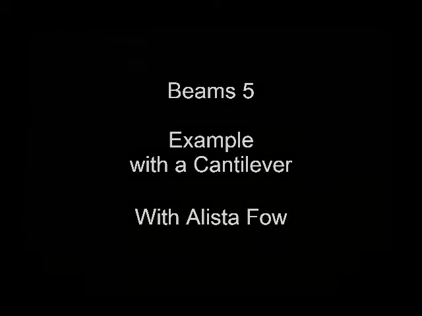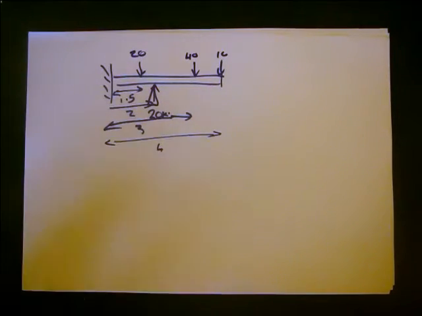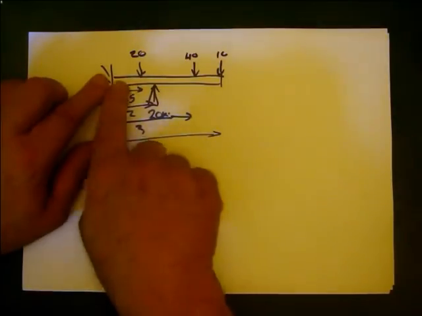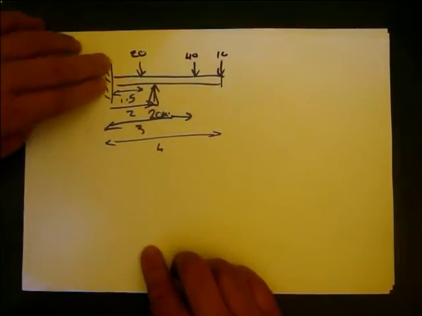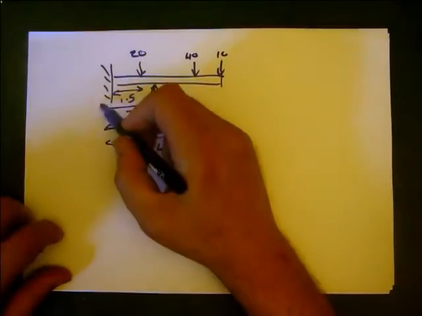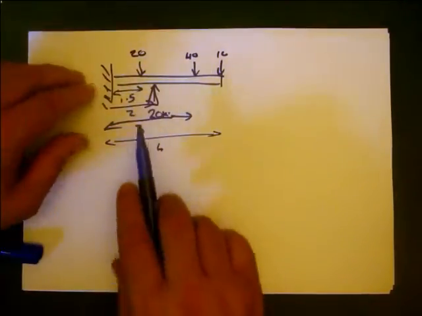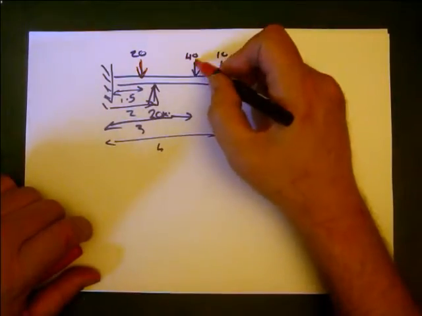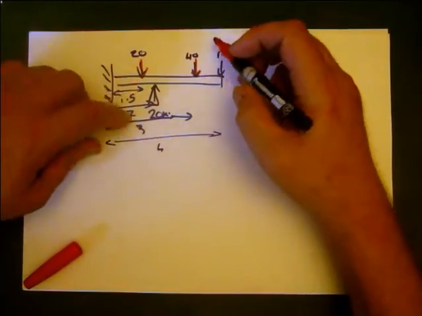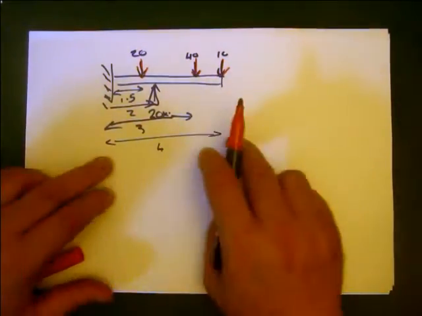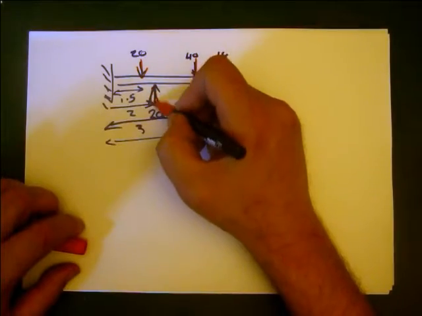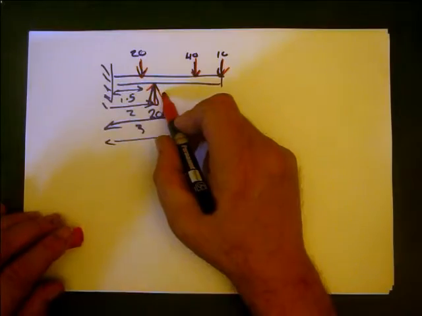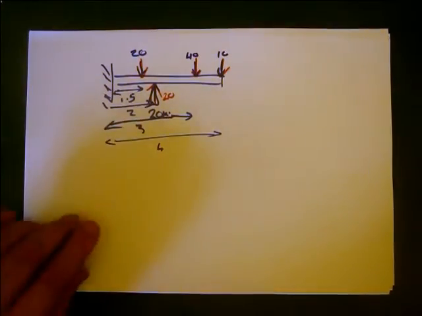So how do we work out the bending moment of a cantilever? Let's take an example here. What I have here is a beam which is cantilevered into the wall. That's the wall, and that's solid. Out of here I have several forces acting. I've got 20 at 1.5 metres, I've got a 40 acting at 3 metres, I've got 10 acting at 4 metres, and I've also got a support under this part, 20 acting up at 2 metres.